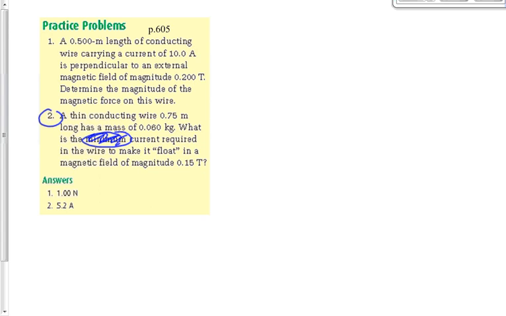So we're going to actually scratch that out. We're going to say what's the current required in the wire to make it float in a magnetic field of magnitude 0.15 Tesla. What do we do? Good. Fm is equal to Fg. If it's not going up or down, the upward force has to equal the downward force. Fm is equal to Fg.